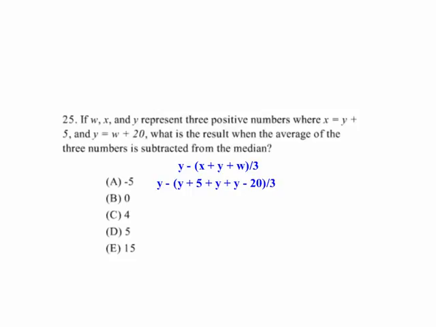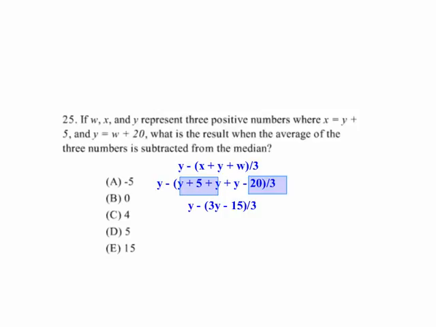Well, x equals y plus 5, so I can substitute y plus 5 in there, right? And in this case, I've got y equals w plus 20. W would then be y minus 20, so I can substitute y minus 20 in there for w. So once I've made the substitution, I've got 3 y's up there, so that would be 3y, and plus 5 minus 20 would be minus 15. So I have y minus (3y minus 15) over 3.